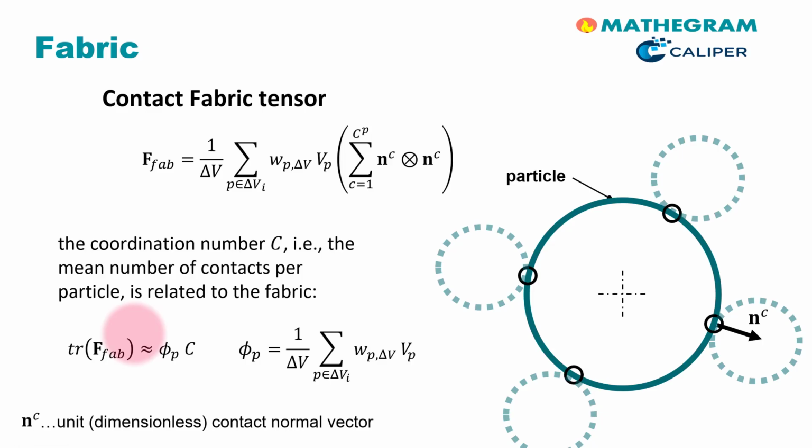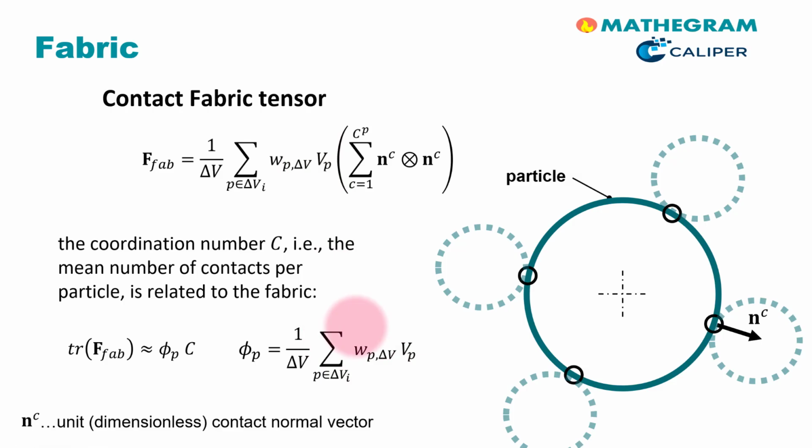I've also included the definition of the local particle volume fraction here, since it is needed in this relation. As you can see, the definition of phi p and the fabric tensor are quite similar. The former just misses the dyadic product of the contact normals.